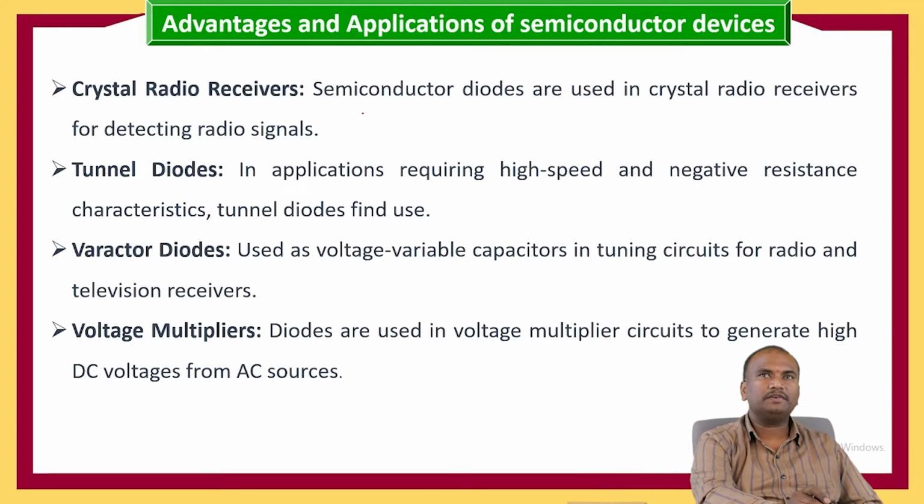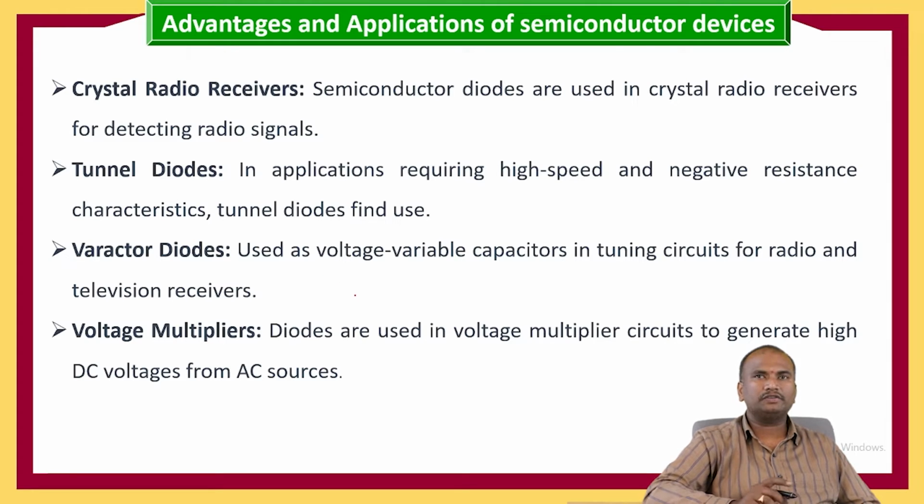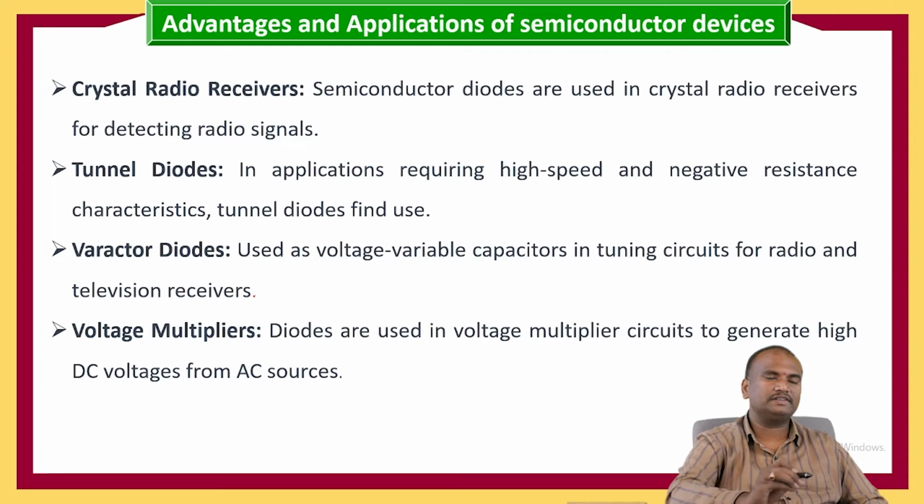And crystal radio receivers. These semiconductor diodes are also used in crystal radio receivers for detecting radio signals. And tunnel diodes are used in applications that require high speed and negative resistance characteristics. The tunnel diodes will be useful. And varactor diodes are used wherever we require variable voltage capacitors in tuning circuits for radio and television receivers.